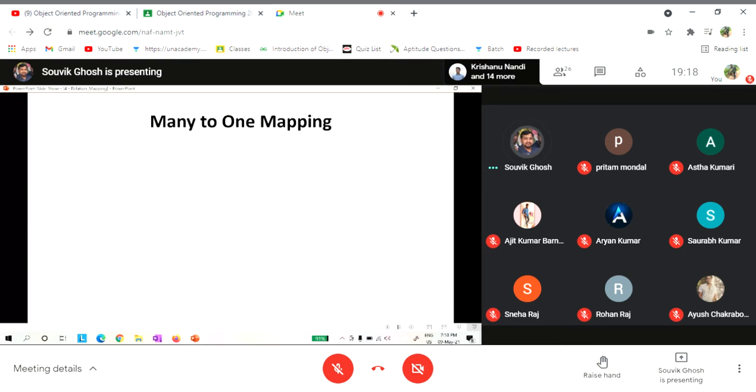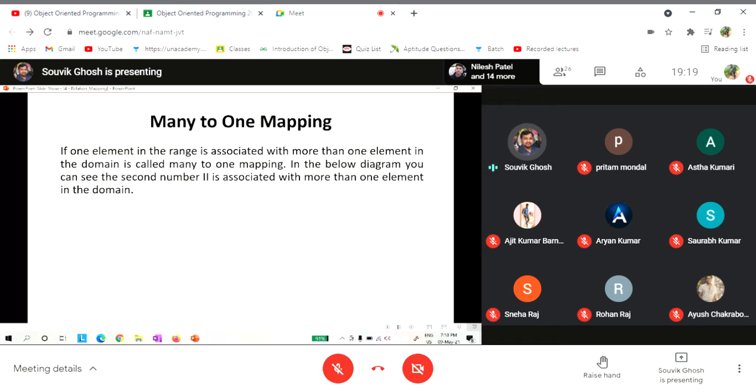Now we have the next function, which is known to us as many-to-one mapping. As the name suggests, it means more than one element in the domain can be mapped to one element of the codomain. So what is the formal definition? If one element in the range is associated with more than one element in the domain, then this is called many-to-one mapping.